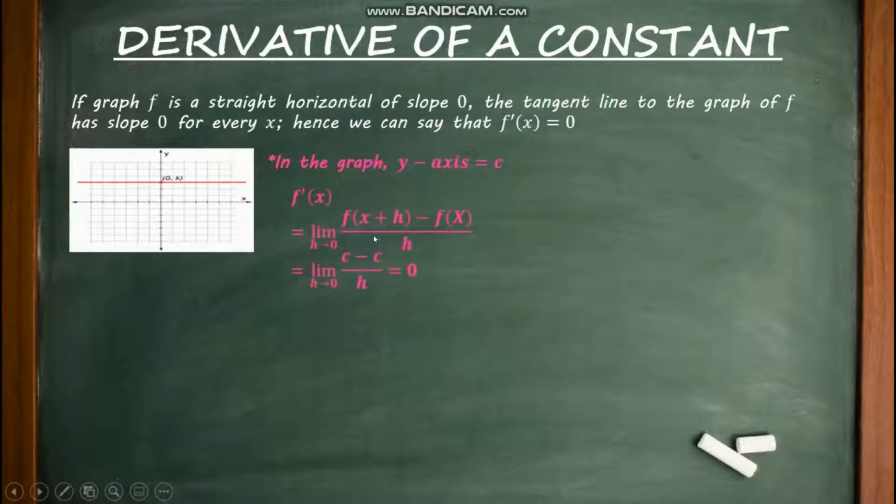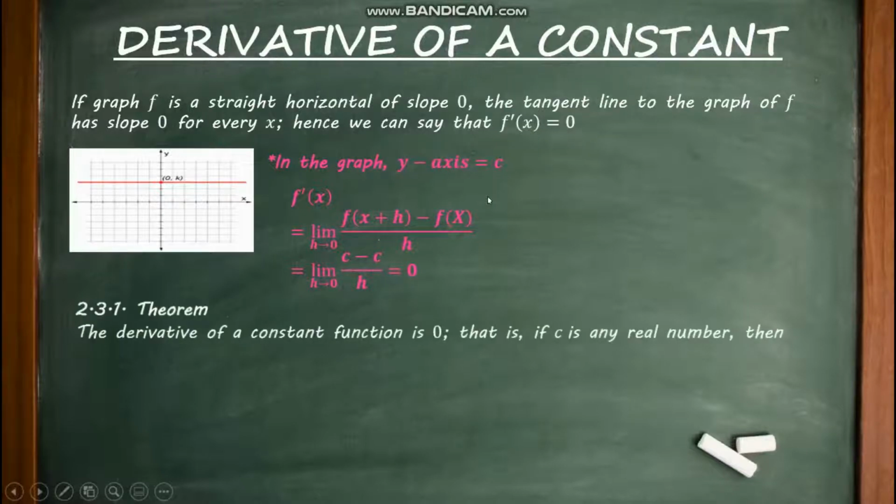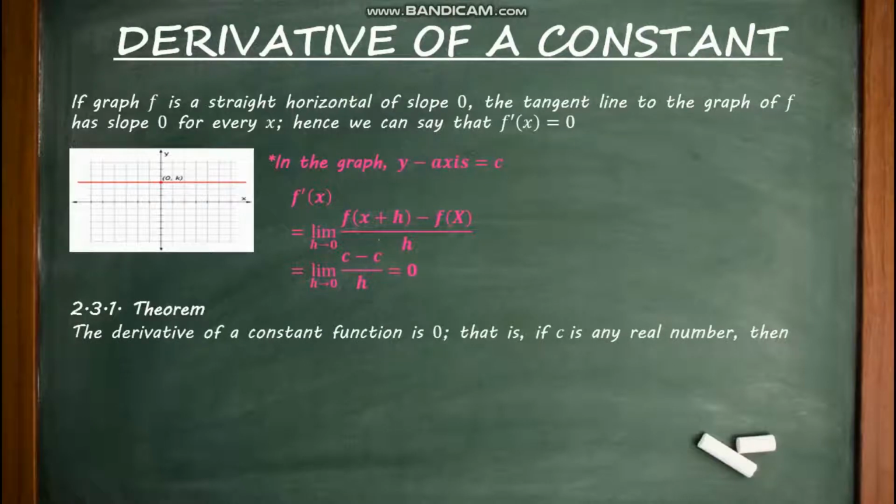Next, we can show it with the formula, where in the end we will get (c minus c) over h, and the answer will be 0, hence proving that f prime of x is equal to 0 for any constant. We proceed to the theorem so that we can understand it much better.